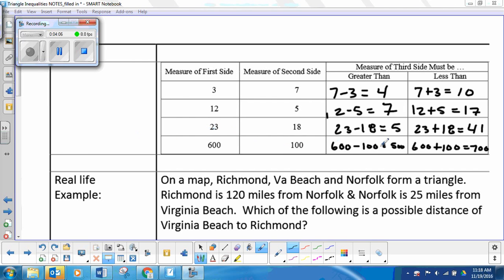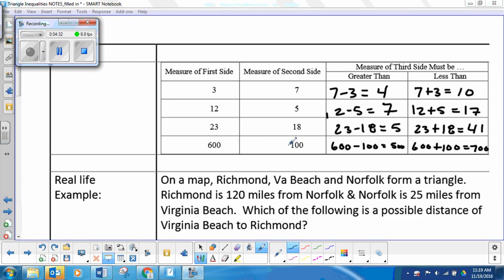Okay, so you should have got what I have written down here. You can see the range for the third side of our second triangle would be between 7 and 17. The third one would be between 5 and 41. So you can see it's a pretty big range of what that third side might potentially be. The last one is between 500 and 700.